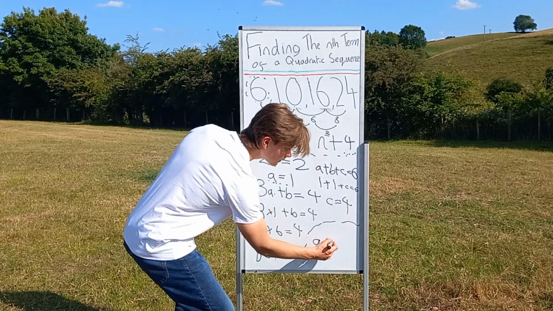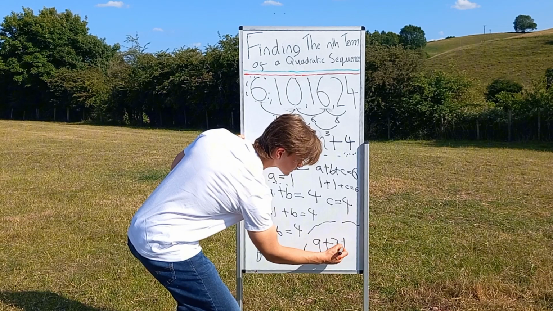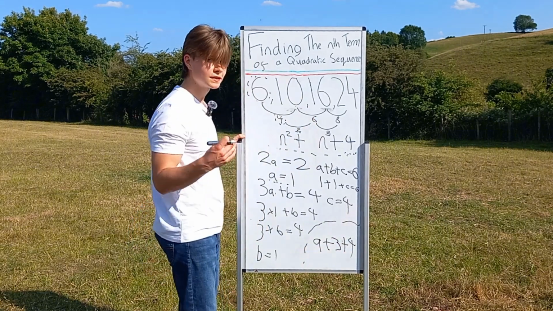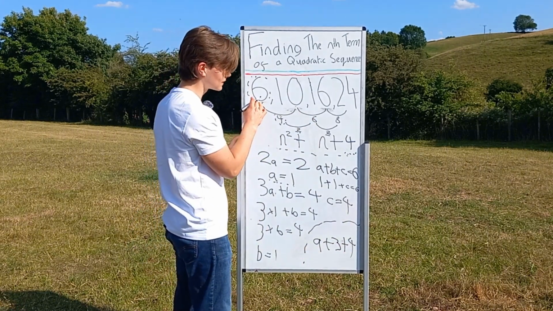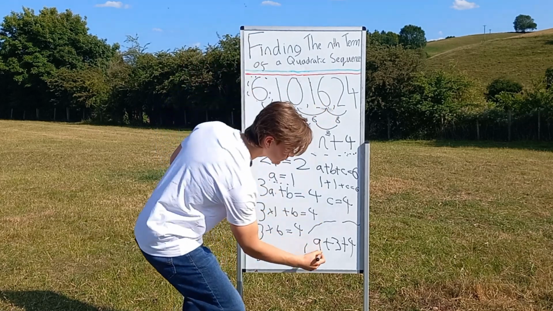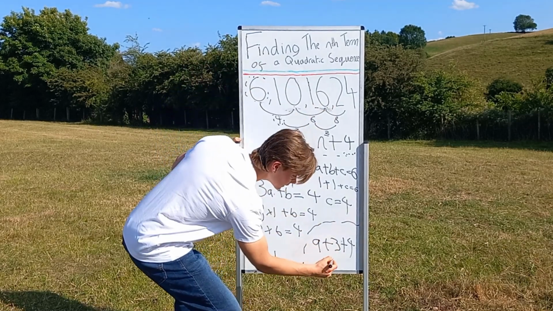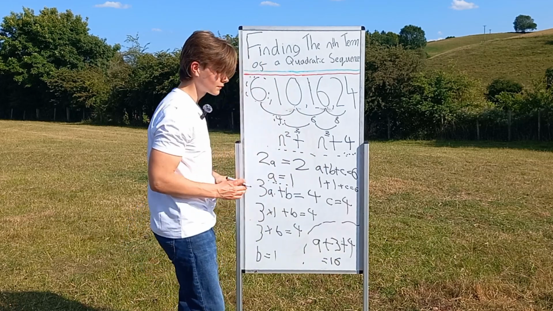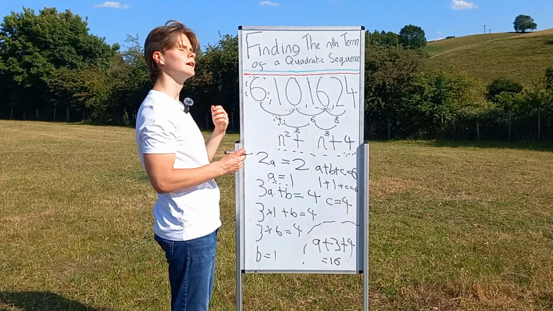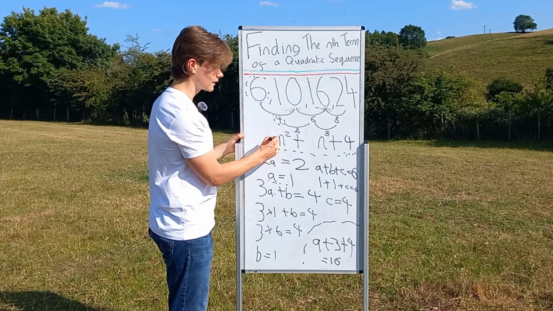plus 3, plus 4, and this should equal the third value of our sequence, and yes, it is 16. If we look right here, 9 plus 3 plus 4 equals 16. So that's just confirmation that our method was right, and we have in fact got the right expression.